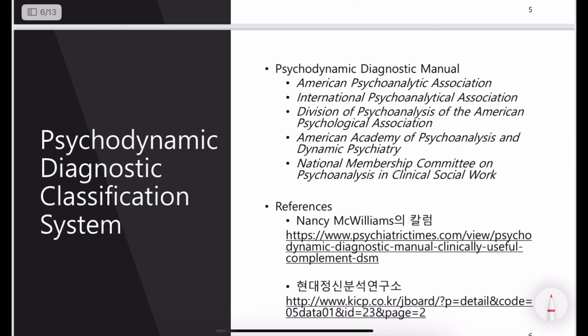Next, let's look at the psychodynamic diagnostic system. This is called the Psychodynamic Diagnostic Manual, or PDM in short. It was created by experts who disagree with the DSM's way of classifying and diagnosing mental disorders. As the name shows, psychodynamic refers to the field of psychotherapy that uses psychodynamic or psychoanalytic approaches.